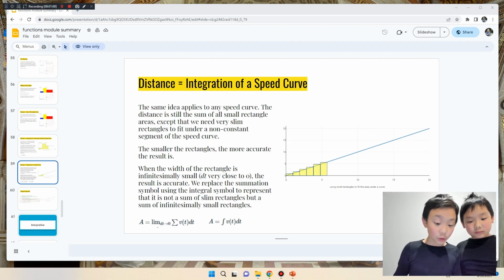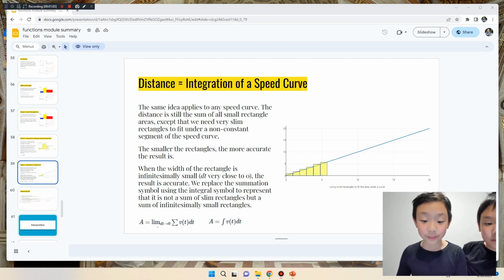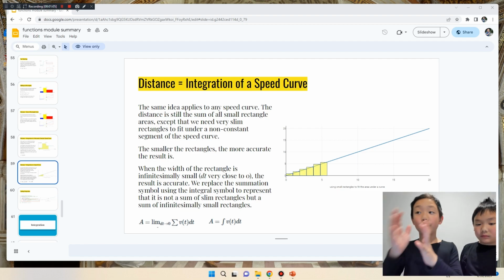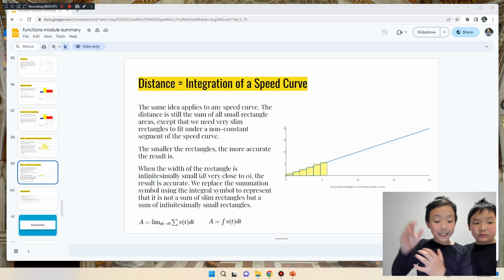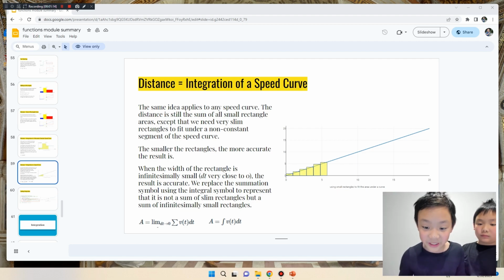So we use this equation because we want dt to get smaller and smaller. When dt gets smaller, the things poking out will also get smaller. So when dt equals 0, there will be 0 things poking out. Think, when dt is like 0.1, there will be 0.1 thing poking out. So we want dt to get smaller so we can fit perfectly under the speed curve.